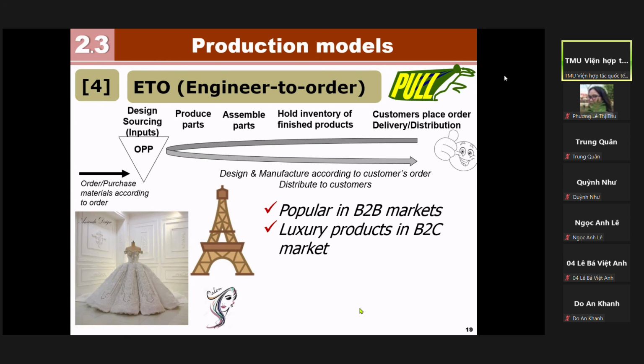What is the B2B market? It means the customer is a business, an organization. Okay, like the case of the Eiffel Tower, this is the B2B market because the customer is the Paris Authority, an organization. Okay, they decide this for the use of someone else, or maybe you are selling materials to another company, and the company uses the material to produce a finished product. So it's a B2B market. So the ETO model is normally popular in the B2B market, and of course for luxury products in the B2C market, as I mentioned with the luxury wedding dress.